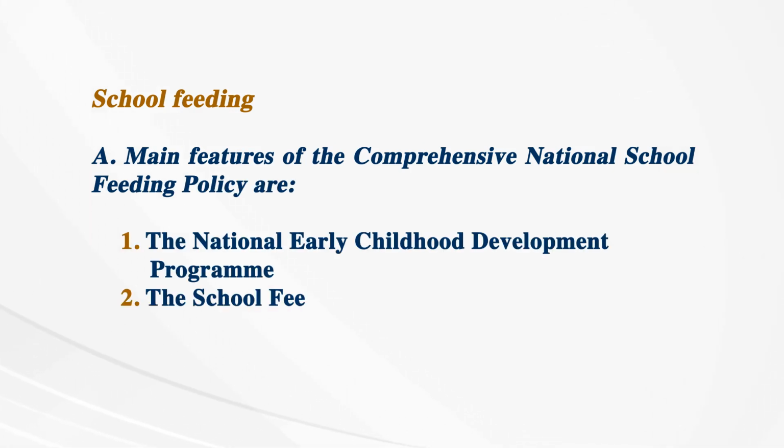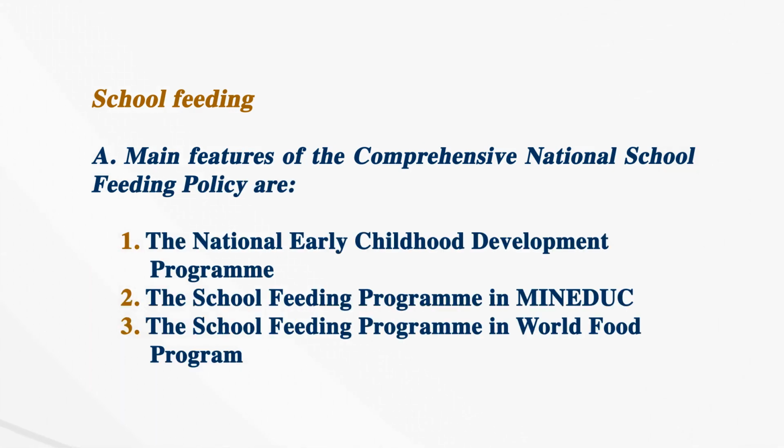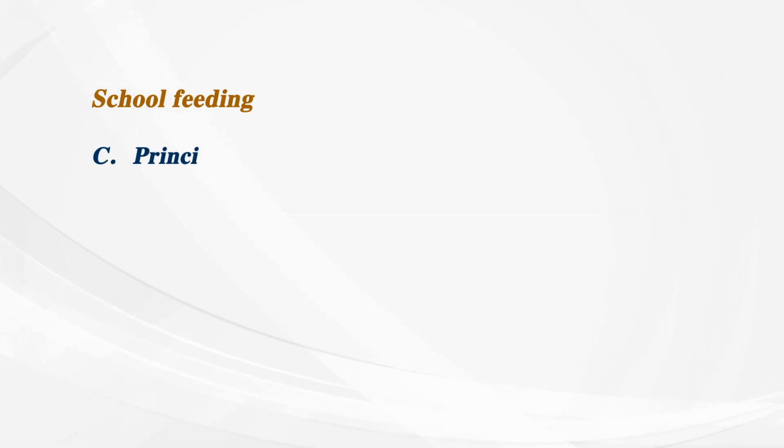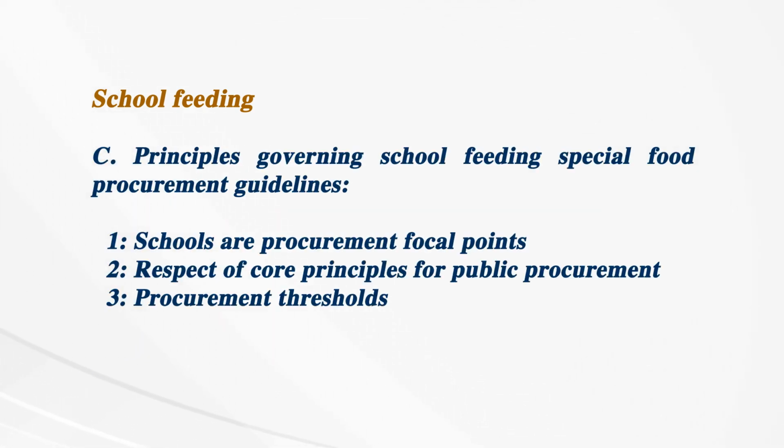School feeding. The main features of the comprehensive national school feeding policy are the National Early Childhood Development Program, the school feeding program in MINEDIC, the school feeding program in World Food Program. Nutrient requirements. Each meal aims to provide at least 30% of the daily requirements of macronutrients and 70% of essential nutrients and vitamins. Principles governing school feeding food procurement are schools are procurement focal points, respect of core principles of public procurement, and procurement thresholds.